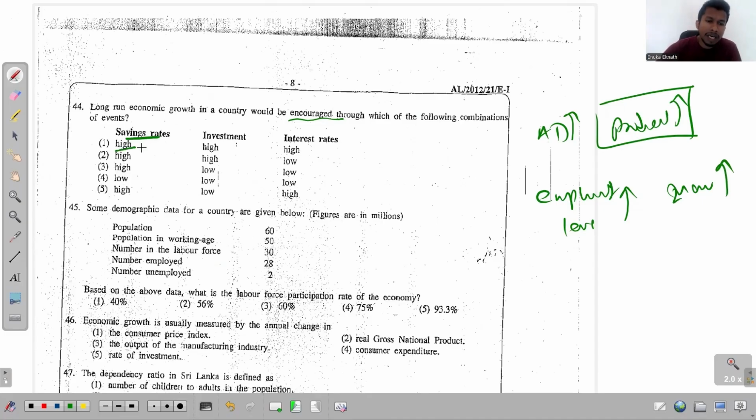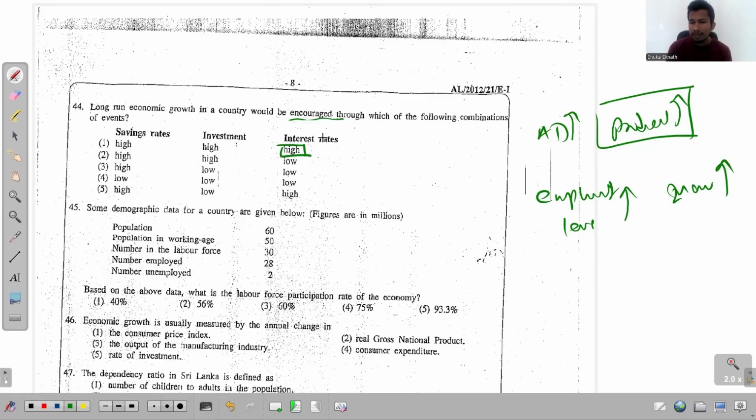Savings rate high. Okay, if savings are high, yes, you have more than enough money to make investments. So obviously, investments will be high. But once again, if interest rates are high, then that will affect to this aggregate demand. It will make this aggregate demand lower if interest rates are high. ඒ නිසා පොඩි ප්‍රශ්නයක් තියෙනවා. මේ දෙක හරි, but interest rates high කියලා කිව්වොත් මොකද්ද වෙන්නේ?